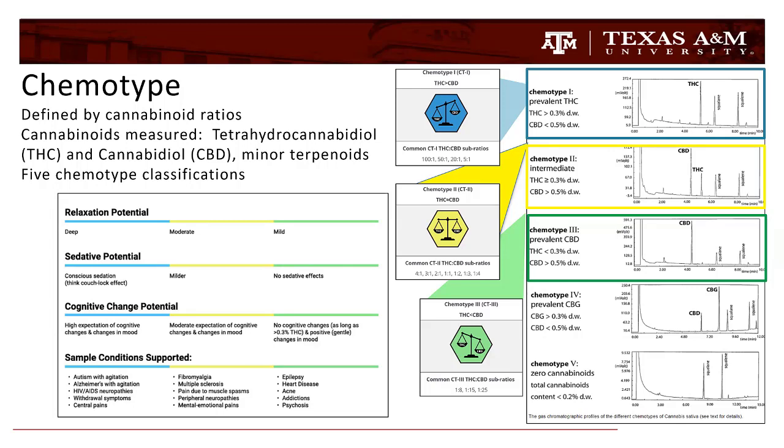So chemotype 2, the yellow there, has about equal levels of THC and CBD, and it's moderate on that scale to the left. So moderately relaxing, sedating, moderate mood changes, and can be for fibromyalgia, multiple sclerosis, or mental emotional pain, which is pretty vague. And it's unclear whether it is also associated with sativa types. And then finally, the third chemotype has higher CBD than THC, and it is more energizing, less relaxing, no sedation, and no mood changes. Could be used for epilepsy, heart disease, and acne.